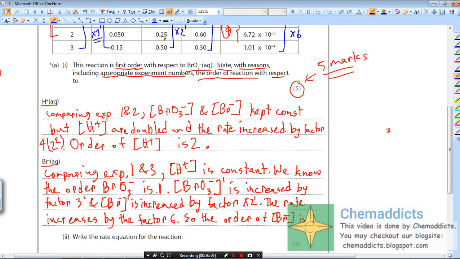Okay fellas, in the next tutorial we're gonna solve the second part of this question, that is A2. We're gonna write the rate equation for this reaction.